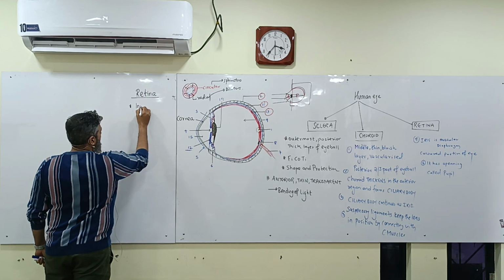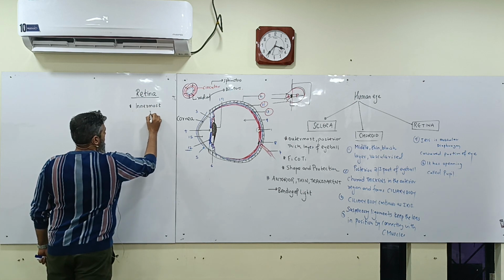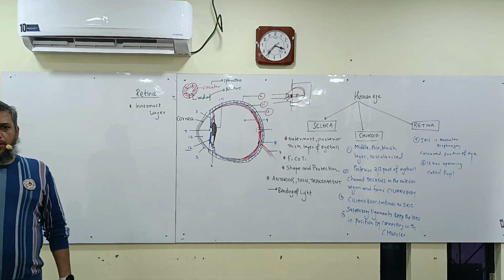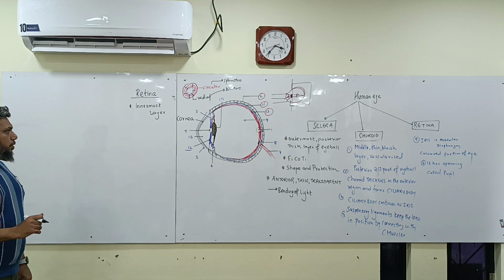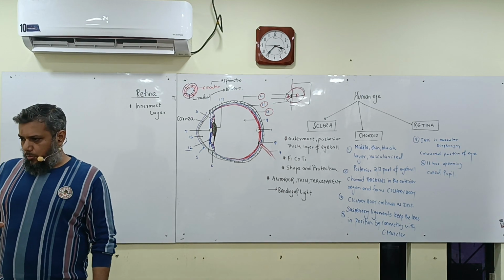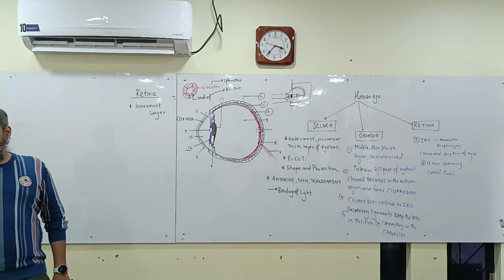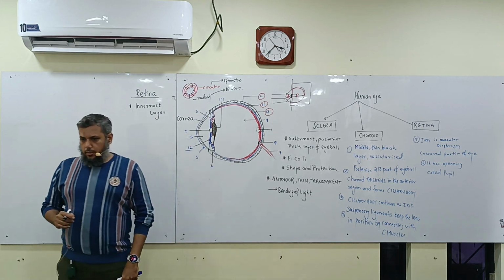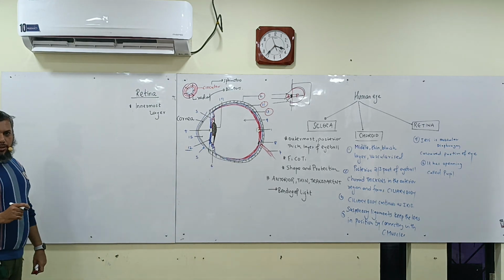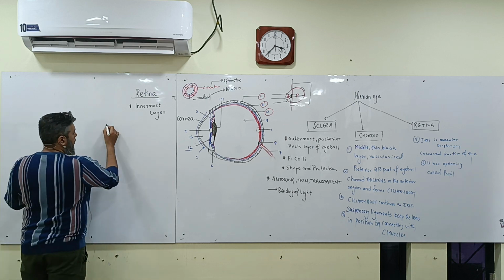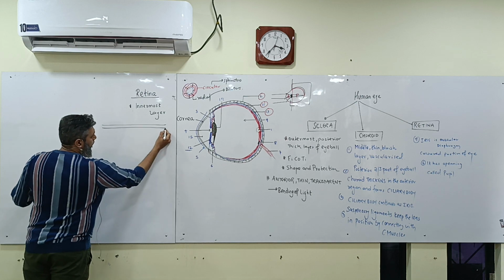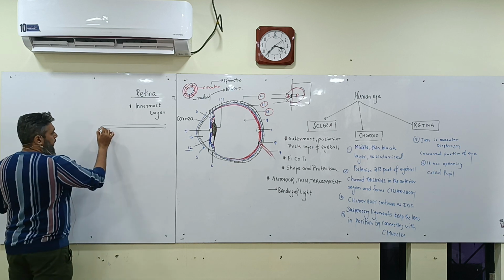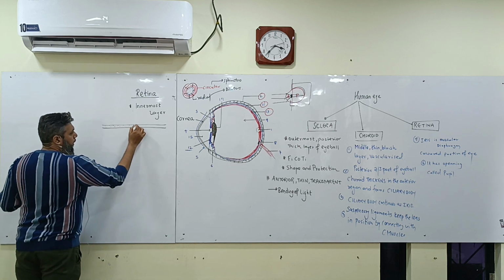Which layer? Innermost layer. Right? And the innermost layer, that is the retina, is further divided. Now you know what I did? Pay attention here, you don't write. I removed the retina to observe it under the microscope. So the retina is further divided into two parts: the outer retina and the inner retina.